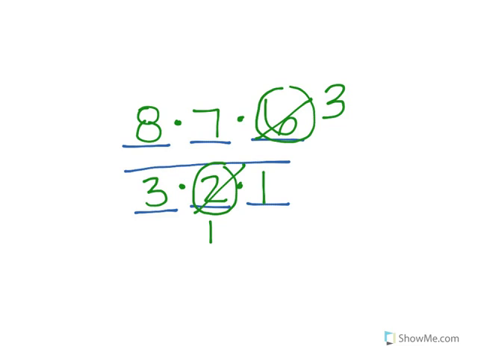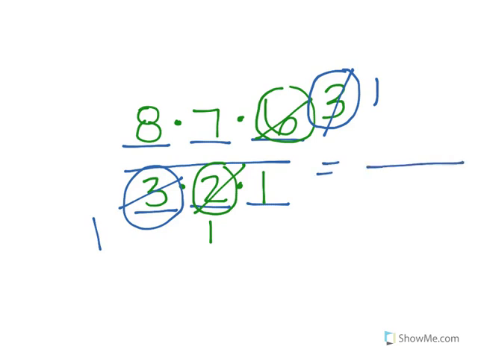Then I ask, are there any other factors that I have in common? Well, I can look now and say, I have this 3, and then I have this 3 that I created in common. 3 goes into 3 1 time. 3 goes into 3 1 time. Now I can multiply my numerator and my denominator. 8 times 7 times 1 is 56, and then 1 times 1 times 1 is 1. So my answer is 56.